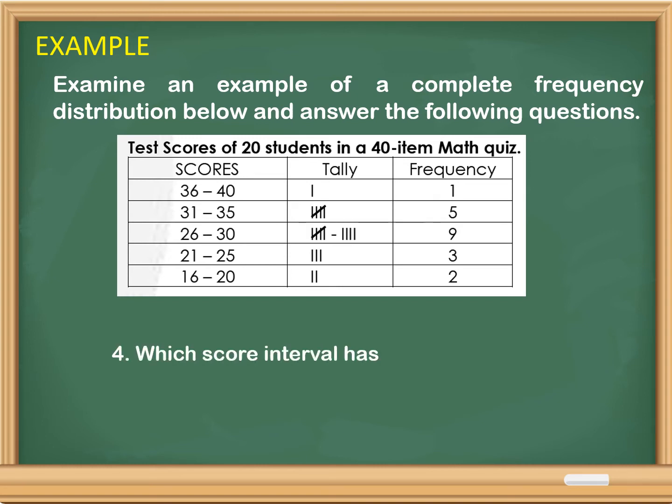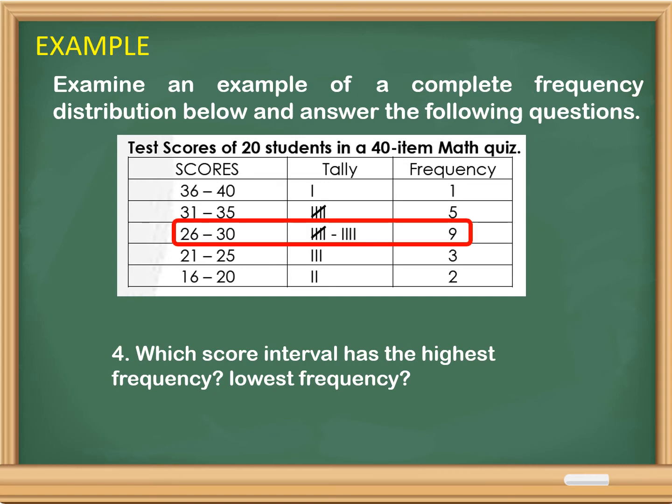Number 4, which score interval has the highest frequency? Lowest frequency. So we have 26 to 30 as the class interval that has the highest frequency, while 36 to 40 is the score interval that has the lowest frequency.